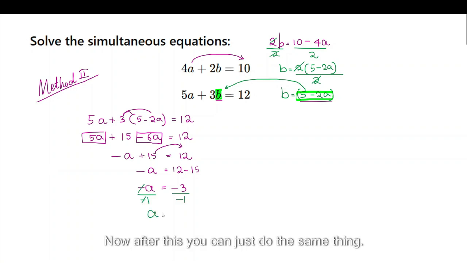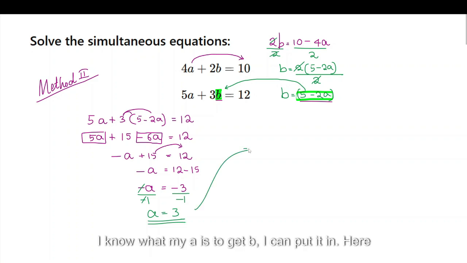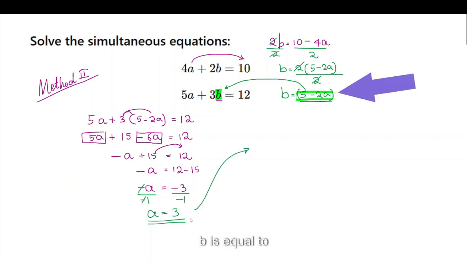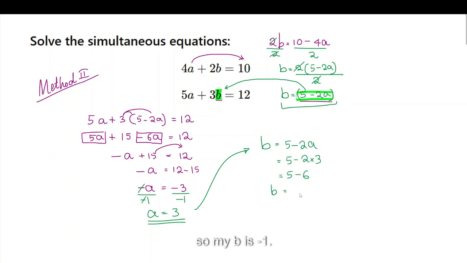Now after this you can just do the same thing. I know what my a is. To get b, I can put it in here. b is equal to 5 minus 2a. So my b is negative 1. If you remember, this is exactly what we got earlier. So same answers using a different method.